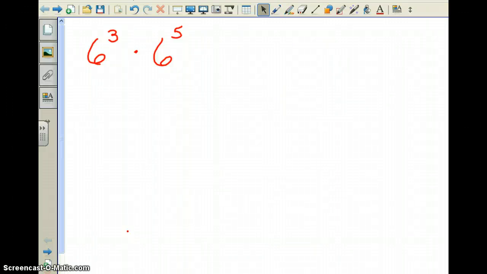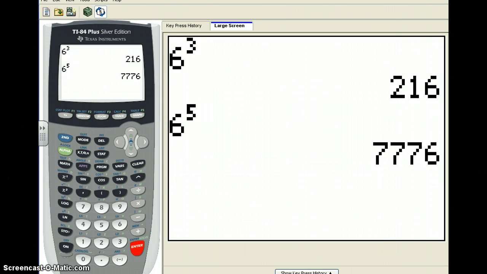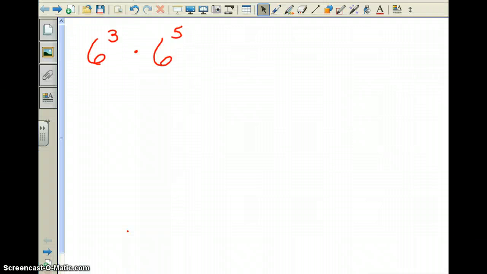We're going to start today by evaluating this expression, 6 cubed times 6 to the 5th. Now we should follow order of operations to do this, so we will do exponents first. 6 cubed will make 216, and 6 to the 5th power makes 7,776.